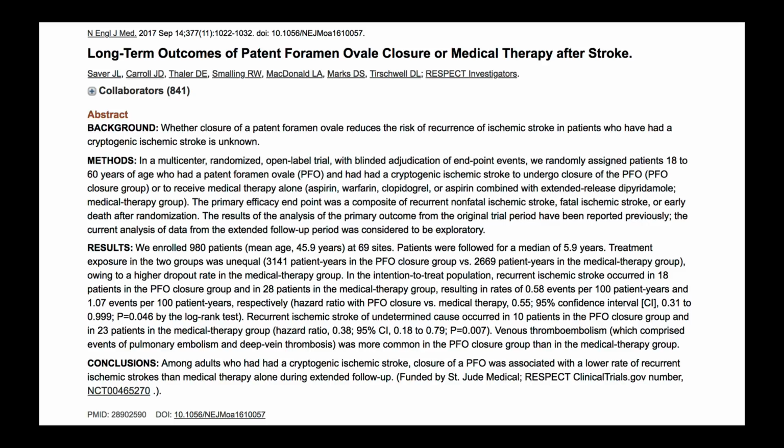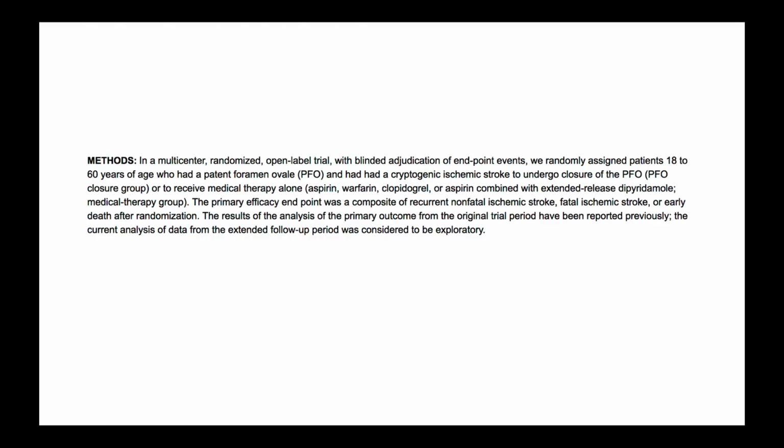ovale closure or medical therapy after stroke. And so to give you a brief background, a patent foramen ovale is essentially a hole between the atria, the two small chambers in the heart. The thought process is that if a patient has a blood clot that gets in this little hole and goes from the right side of the heart to the left side of the heart, that blood clot can go all the way up to the central nervous system and get clogged in some type of artery in the brain and cause a stroke, in particular an ischemic stroke.